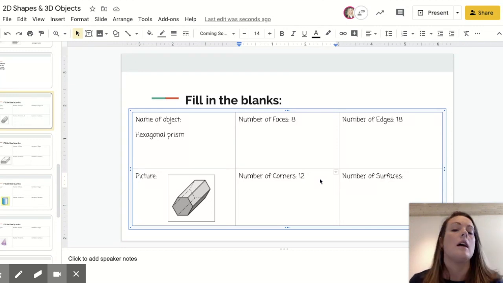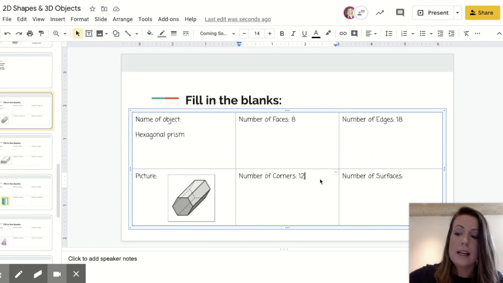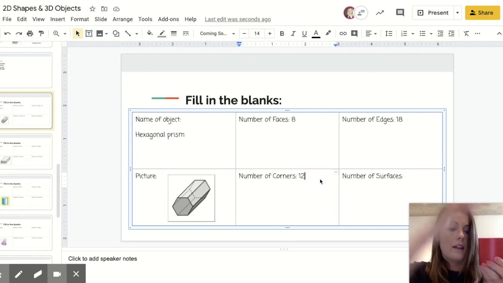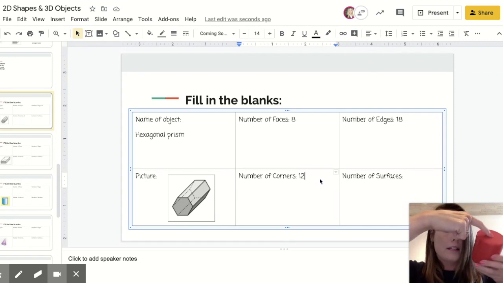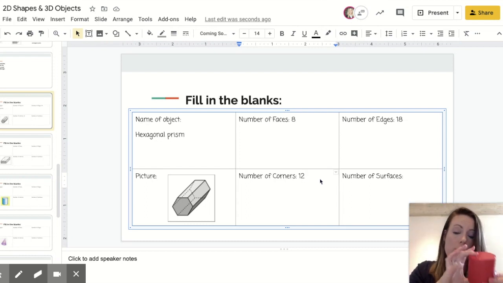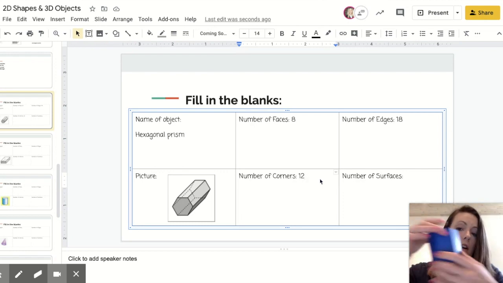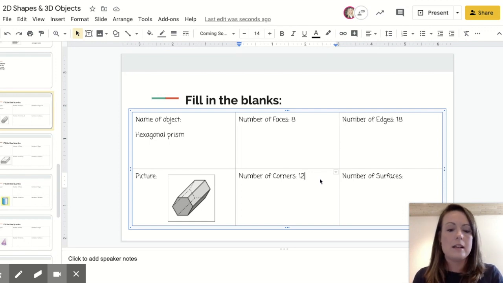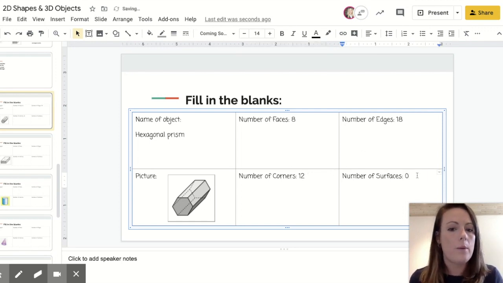Number of surfaces. I want you to think to yourself right now, what is the difference between a surface and a face? A surface is a curved space. So if I took a look at a cylinder, this would be a surface. This would be a face because it's flat. But the curved surface is what we're talking about when we say the word surface. So that's a really important distinction. Our hexagonal prism does not have any surfaces. It only has faces. So I'm going to put the number 0.